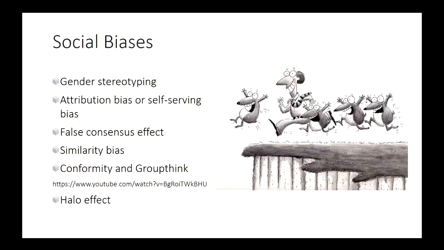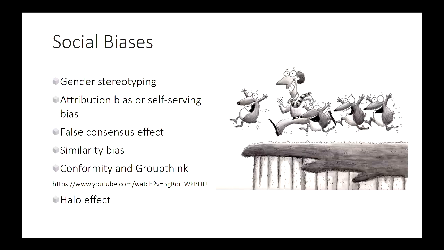Other types of biases: gender stereotypes, we all know what those are. Attribution bias or self-serving bias. This is when, if you have been successful, you attribute that to your own qualities. Right? I've been successful because I'm such a clever person. If bad things happen to you, you say, "Oh, I'm a clever person, but I've just been out of luck. Conditions were really bad for me."